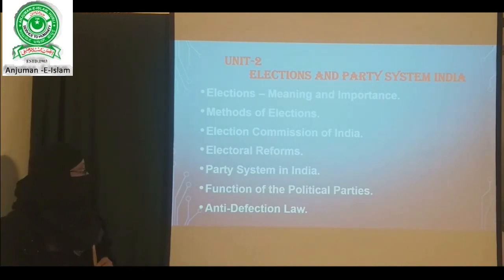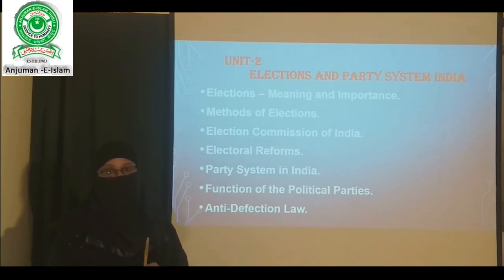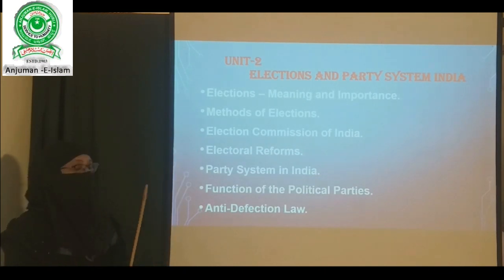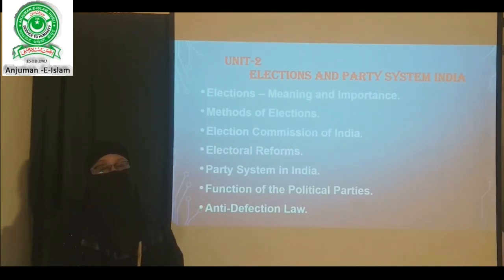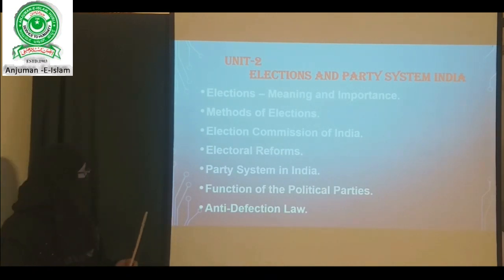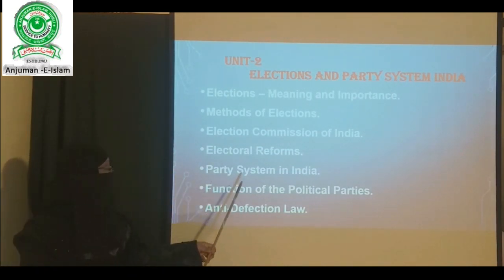Here, the candidate has to disclose three different aspects. First is criminal, second educational, and third is property. Here in this particular topic, we will evaluate the reforms adopted by the Election Commission of India. Next comes the party system in India.